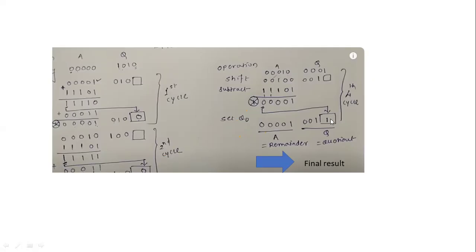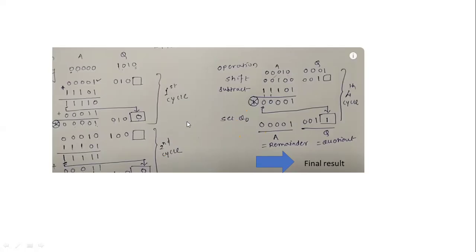By the restoring division concept, at last we write the answer, that is 00001 followed by 0011. This is the remainder and this is the quotient. So we have successfully solved the given problem. That means first cycle, second cycle, third cycle, and fourth cycle.